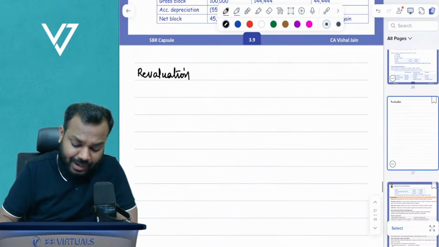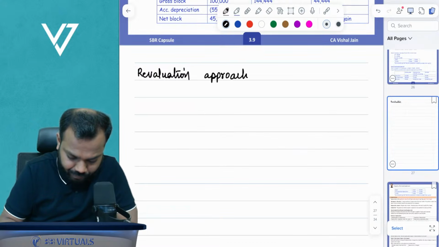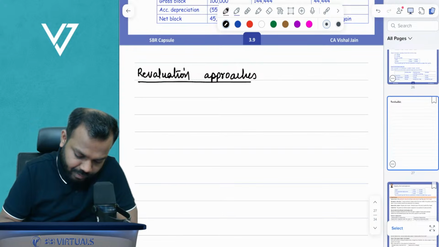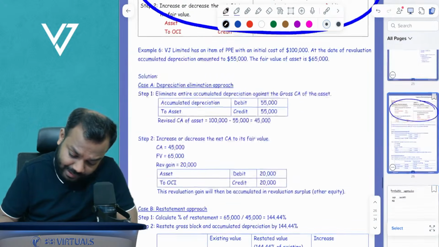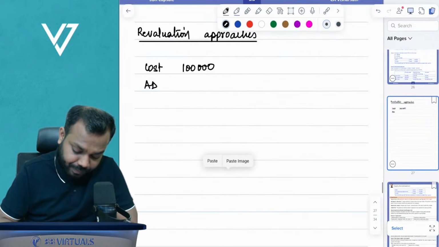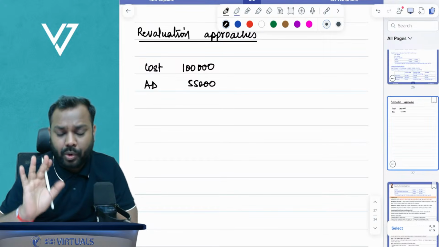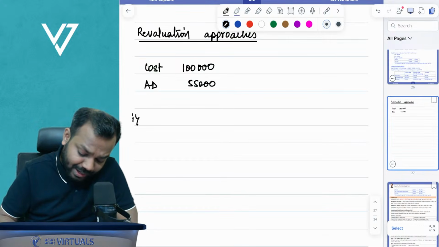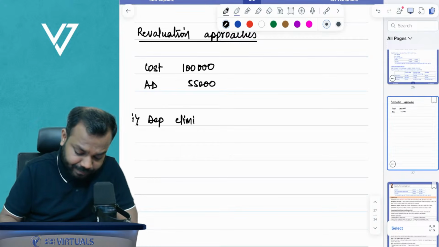Okay, so let me take an example and explain both the situations. Let's suppose the cost of the asset is 100,000 and accumulated depreciation is 55,000. Now there are two methods. Method number one is the depreciation elimination method.